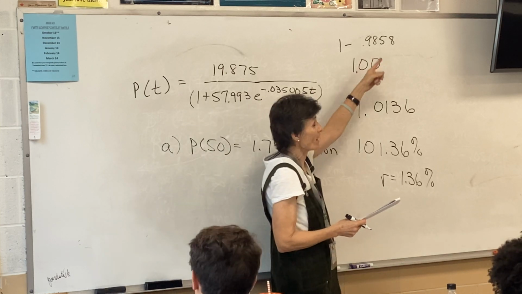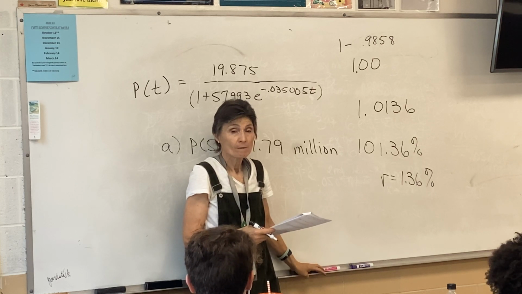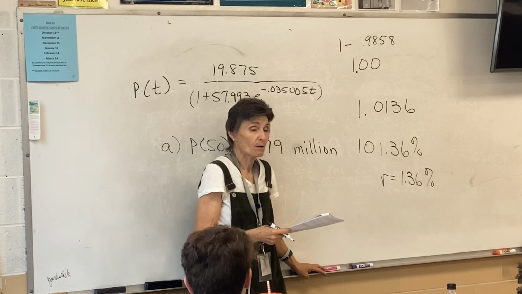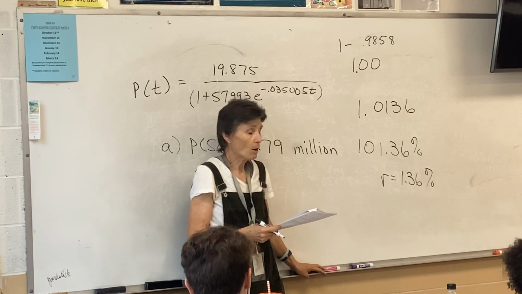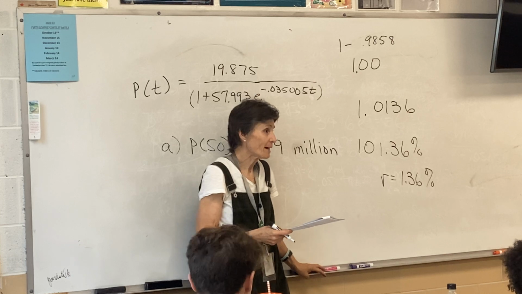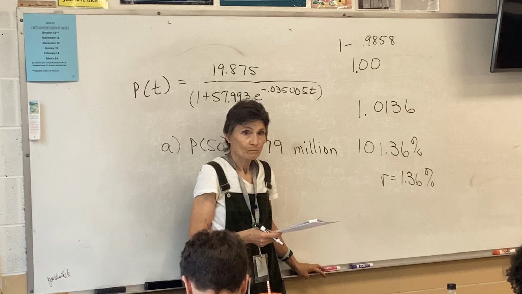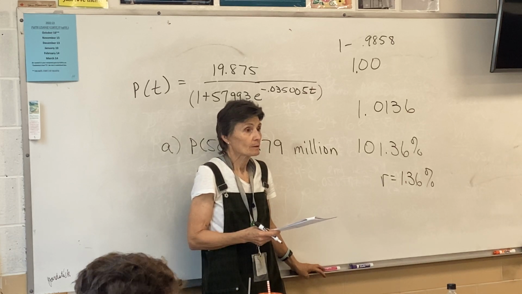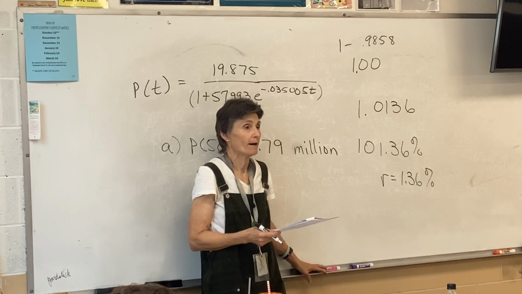So Peter did the subtraction and got 1.42%, 0.0142. So you can say 0.0142, or you can say 1.42%. Does it have to be negative 1.42? No, the rate is not going to be negative. When you multiply by a number less than 1, aren't you automatically going to get smaller? So 0.0142, so 1.42%.